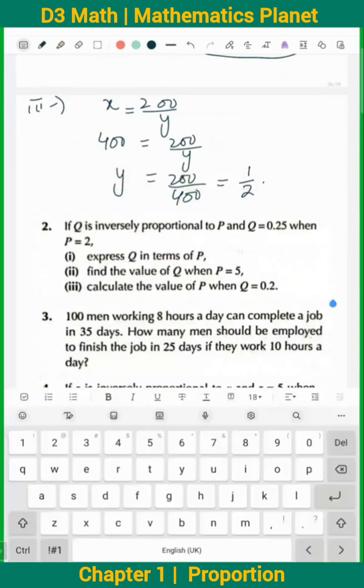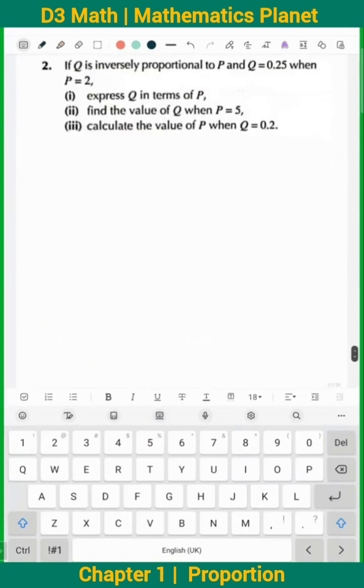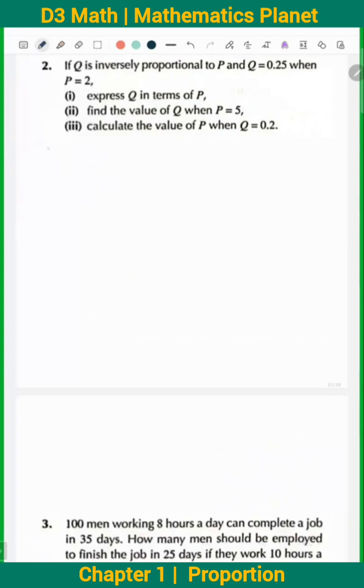Even this won't be that difficult. Okay. So Q is inversely proportional to P. So how can I write it? Q is proportional to 1 upon P, so Q equals K by P. Now P equals... Q is K upon P. So K is 0.25.